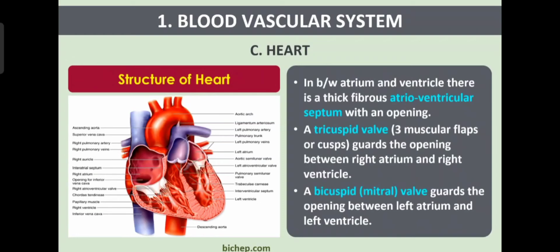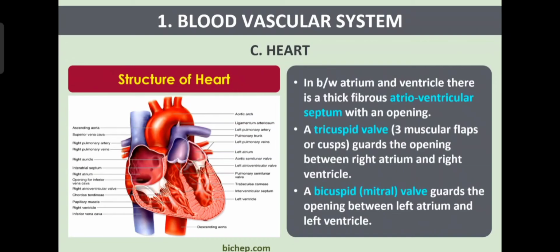The tricuspid valve, as the name indicates, has three muscular flaps, so it is called tricuspid. Three muscular flaps, like the doors of a window, flap-like structures are there. These guard the opening between the right atrium and the right ventricle. So the right atrium and the right ventricle are connected with each other by a tricuspid valve. The tricuspid valve is present on the right side of the heart. In the diagram you can see on the right side of the heart there is a tricuspid valve, and on the left side the bicuspid valve is present.